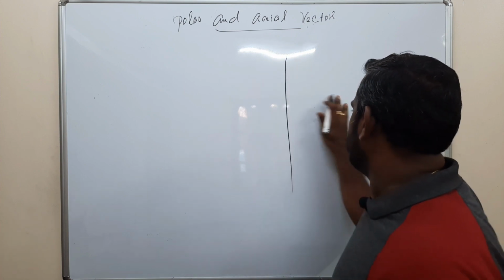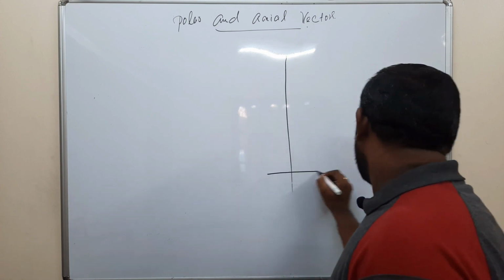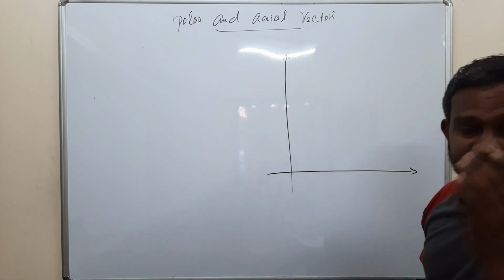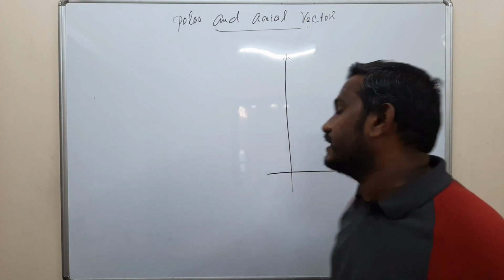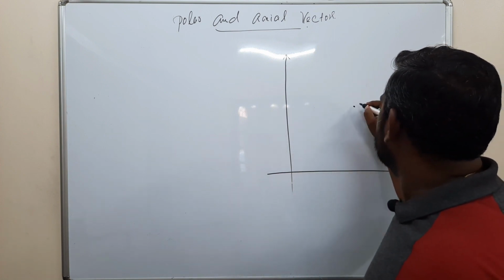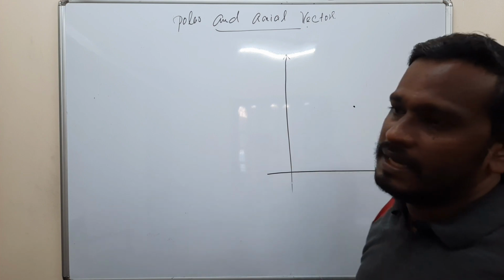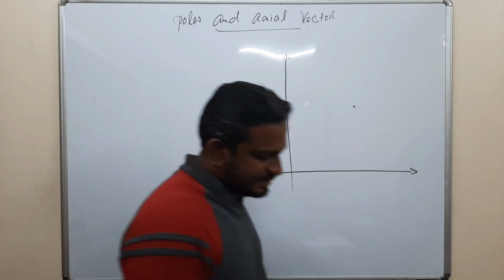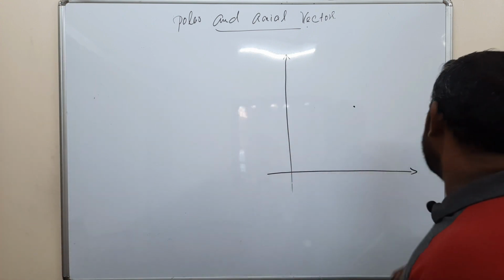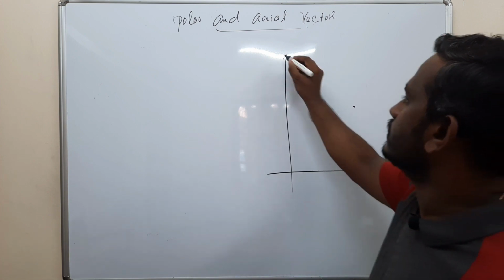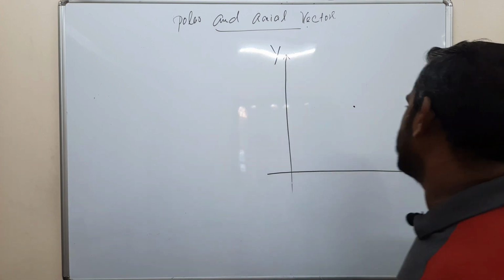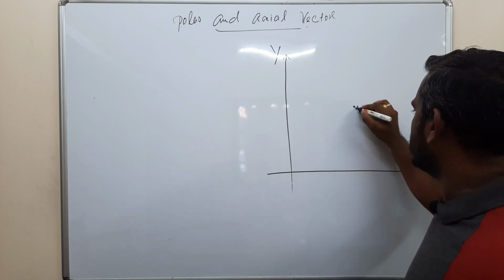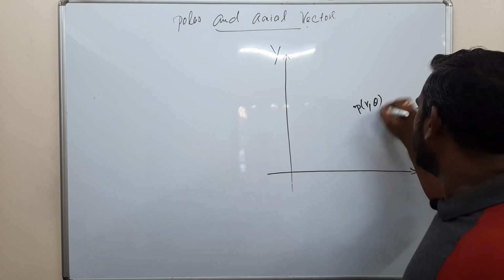In a coordinate system, if the position of the object is represented in terms of the distance from the origin and the angle of inclination with the x-axis. So this is the x-axis and this is the y-axis. So P is a point here. P of r comma theta.